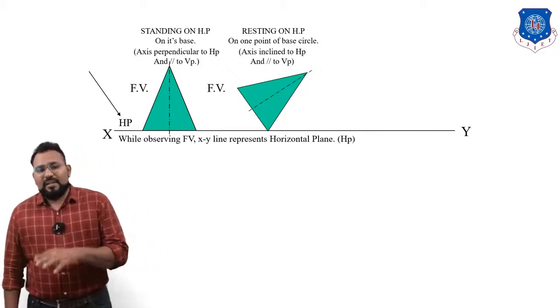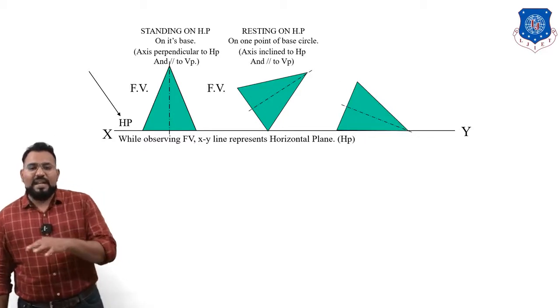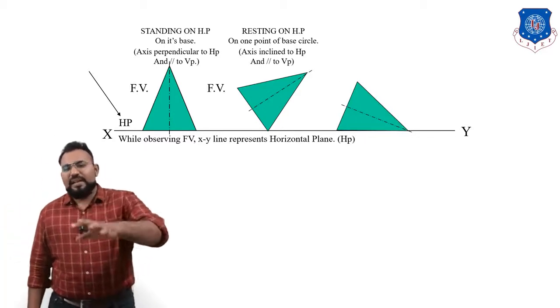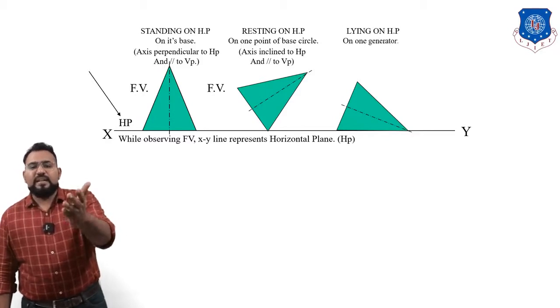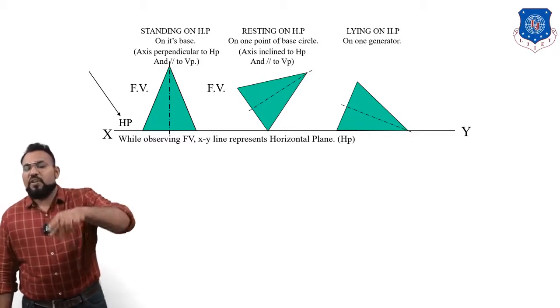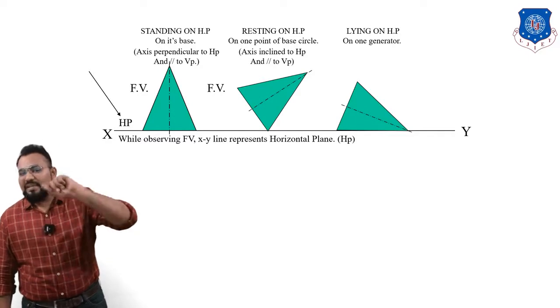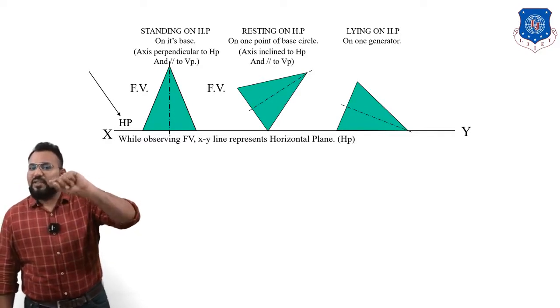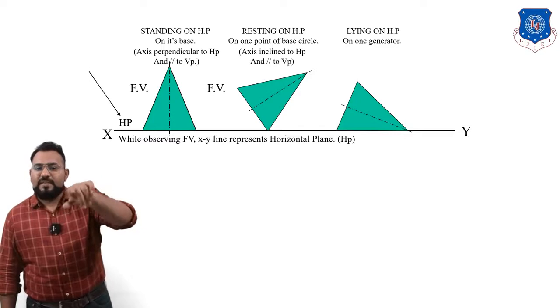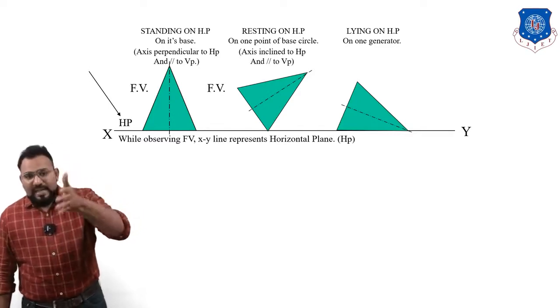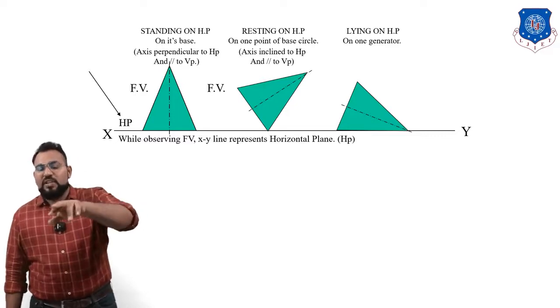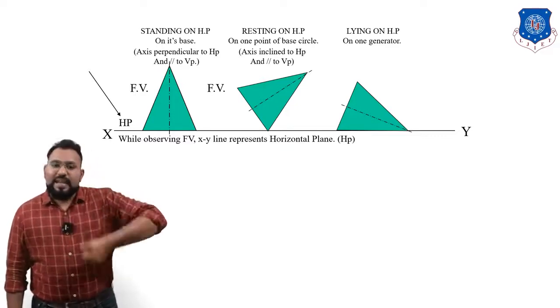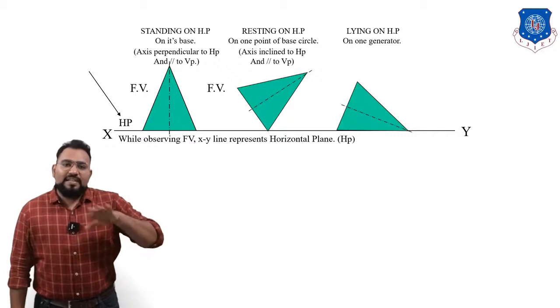Now let's see the third drawing. Let's say here we have a cone. Here it is written lying on HP on one of the generators, because here he has used the word generator. That means the geometry is either a cone or a cylinder, but from the shape we can say that it is a cone. So you can see that one side of the cone is resting on HP. In the case of the cone, we call this side a generator.